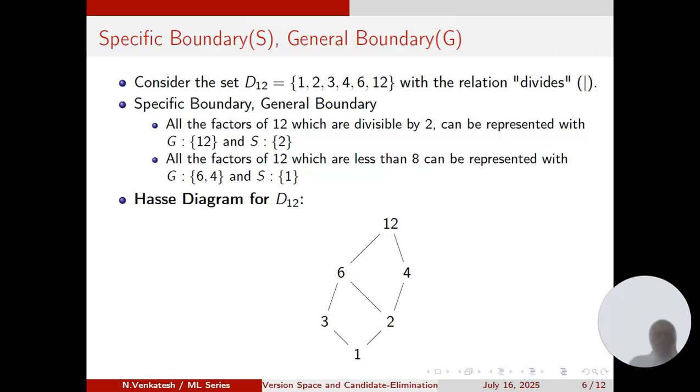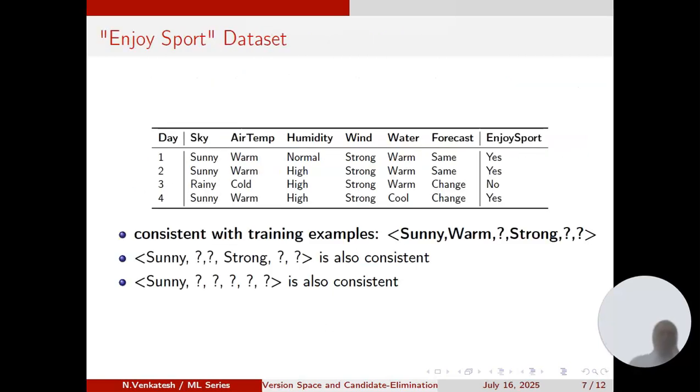Now we will try to understand this with our example. So let us consider this Enjoy Sport data set that we had seen in the last class. They had given 4 training examples, and Find-S returns this hypothesis: sunny, warm, question mark, strong, question mark, question mark.